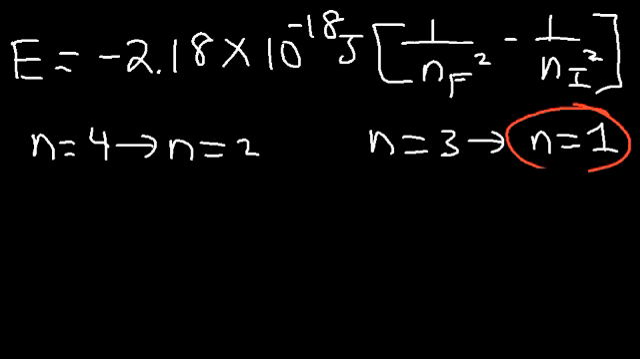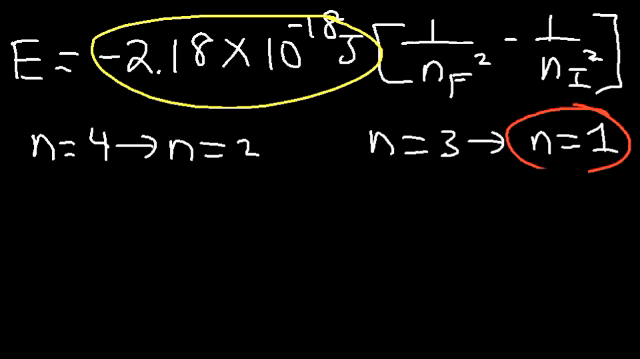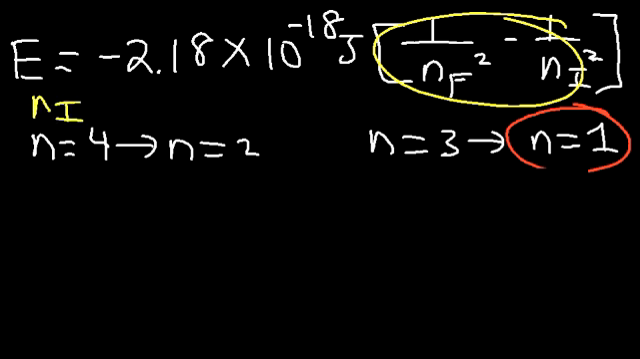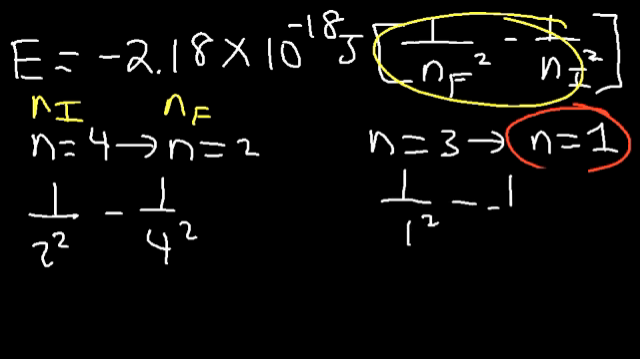So here's how you use it for these types of problems. Notice that this constant is going to be the same. So the only part that's going to be different is this portion of the equation. So let's use that portion of the equation and see which one is going to give us a higher value. So this is n initial and this is n final. So using that equation, 1 over n final squared minus 1 over n initial squared, is it greater than or less than 1 over 1 squared minus 1 over 3 squared?